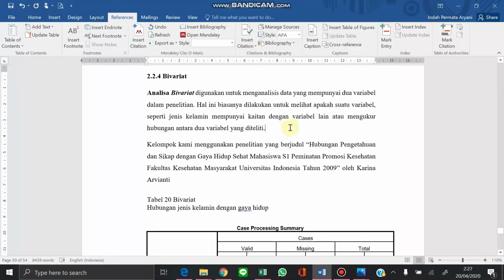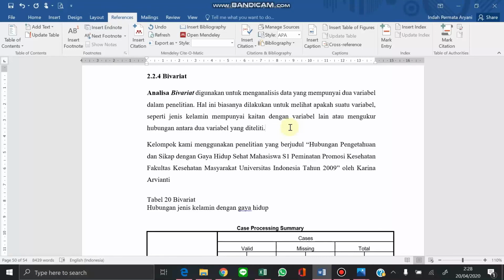Bivariate. Bivariate analysis is used to analyze data that has 2 variables in the research. This is usually done to see whether a variable, such as gender, has a relation with another variable, or to measure the relation between the 2 researched variables.